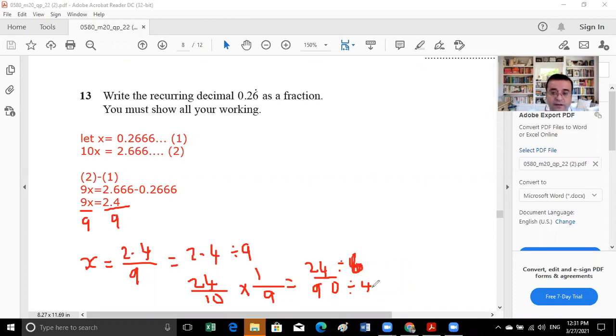Can we divide by 6? Yes. 24 divided by 6 is 4, and 90 divided by 6 is 15, so 4 over 15. Okay, we need to check. We use a calculator and do 4 divided by 15. Is it 0.266666? Yes, we're right.